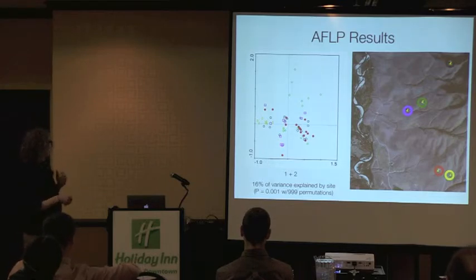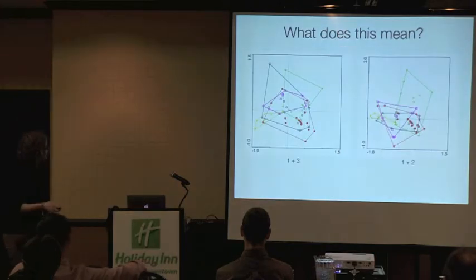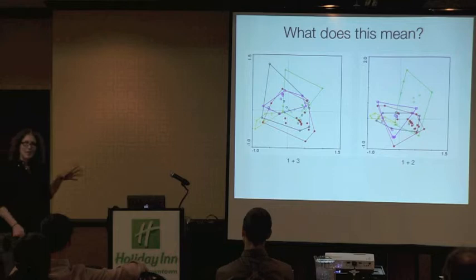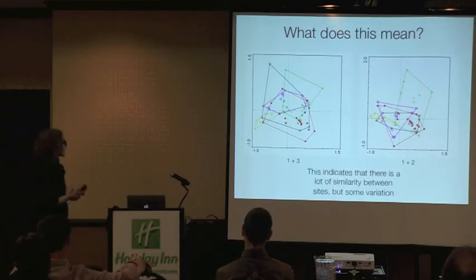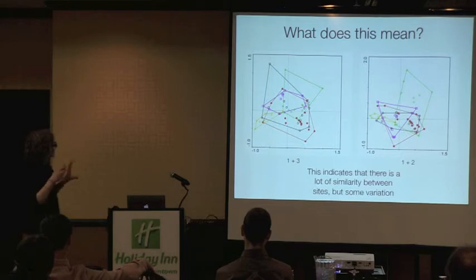So putting some polygons around this, we can see that overlap. We can see the similarity that I was talking about. So that does indicate that there's a lot of similarity between our sites, but that there is some variation. So there's a lot of overlay happening here. But let's look at the variation that's happening within our polygons, within our sites, and try to see what that might mean.